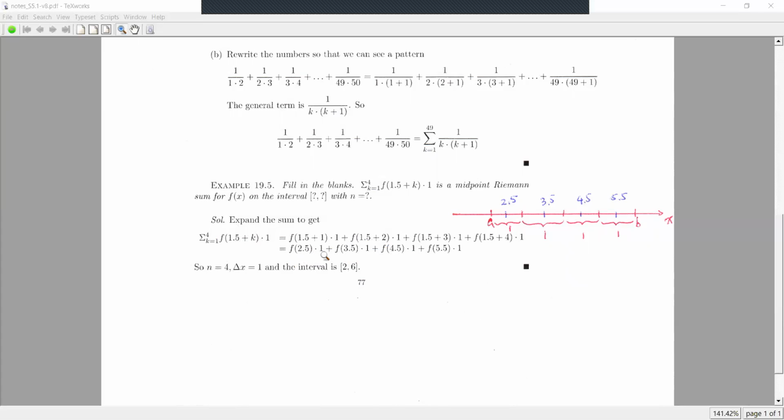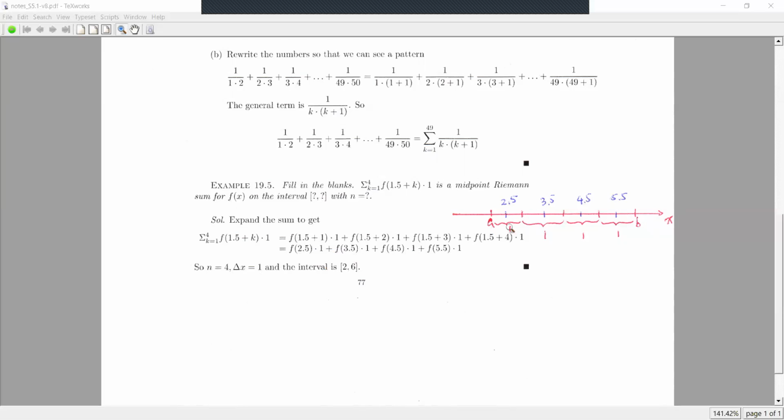Okay, each term is area of a rectangle. So how many rectangles? 4 rectangles. So n is 4. N means the number of rectangles. N is 4. Then what is the length of the subinterval? Length of subinterval is here. So delta x is 1. Okay, now how to determine the interval AB?